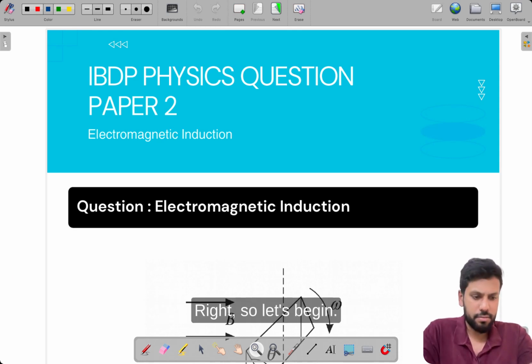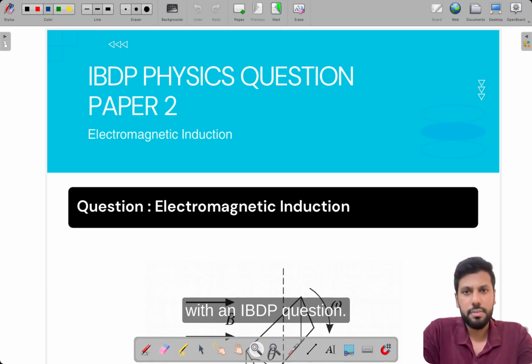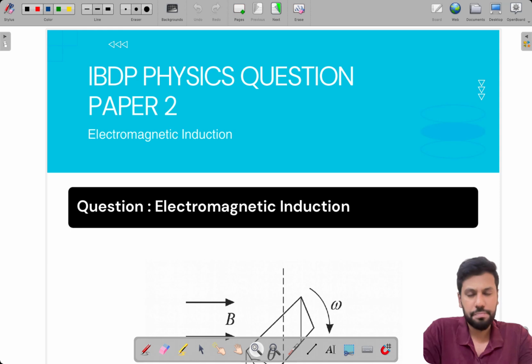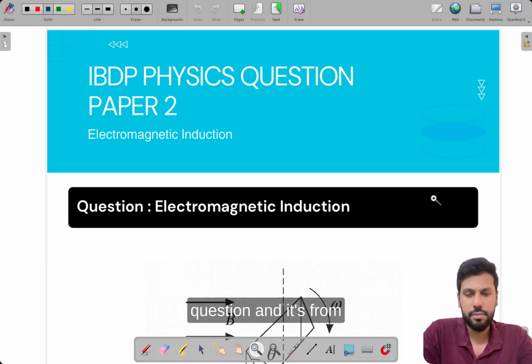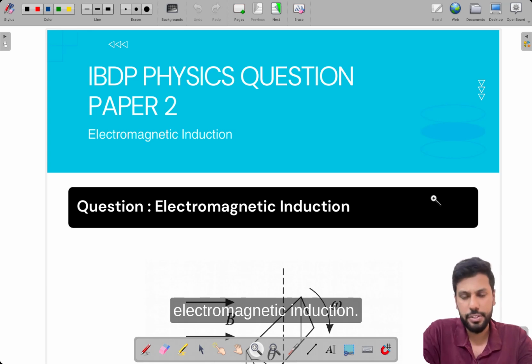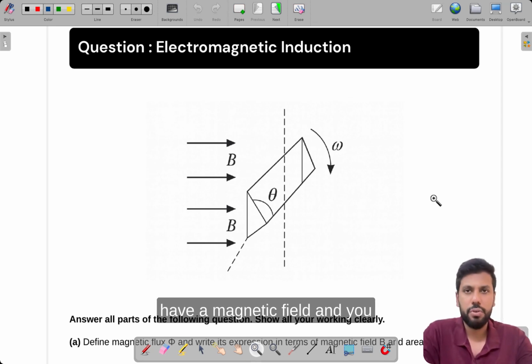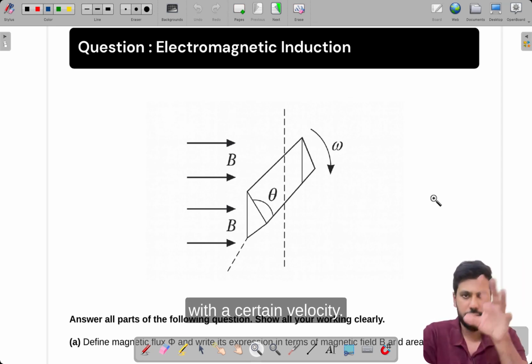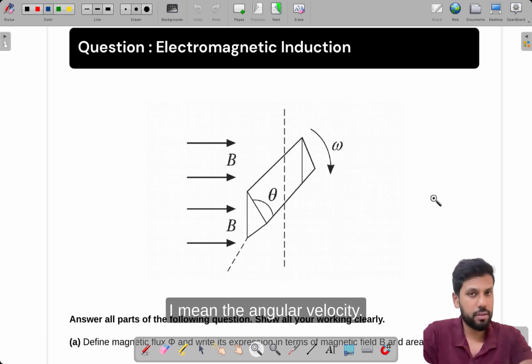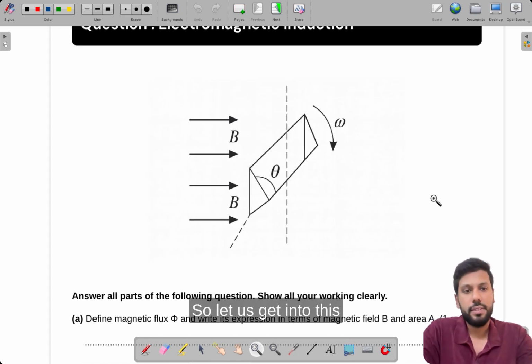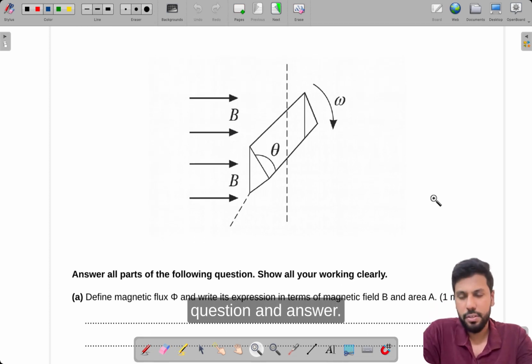So let's begin. Today I'm here with an IBDP question. It's a paper 2 style question, and it's from electromagnetic induction. As you can see here, you have a magnetic field and you have a coil which is rotating with a certain velocity, I mean the angular velocity. So let us get into this question and answer.